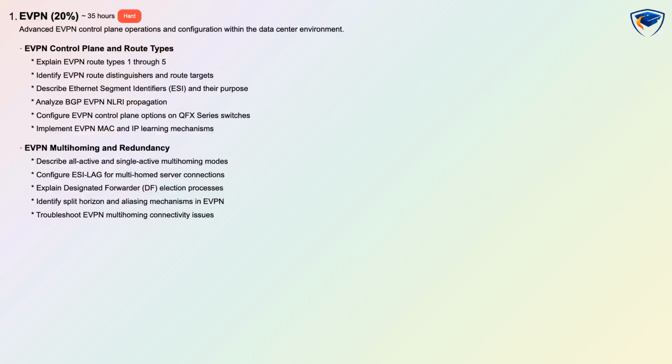The domain shows how BGP EVPN NLRI propagates and how to configure EVPN control plane options on QFX series switches. You will also implement EVPN MAC and IP learning and design and troubleshoot multi-homing with EC LAG, all-active and single-active modes, DF election, split horizon and aliasing.